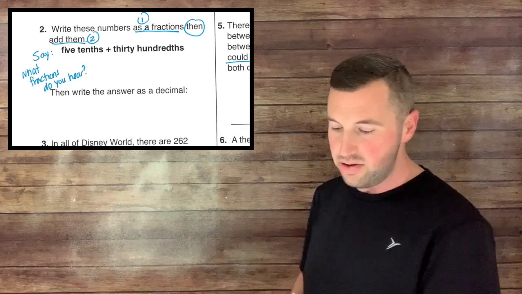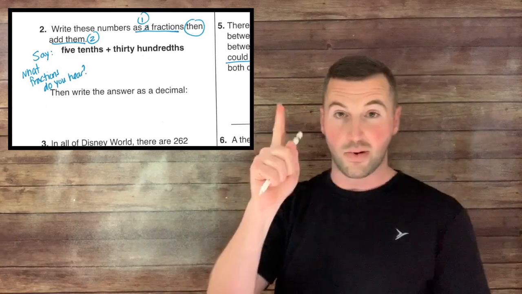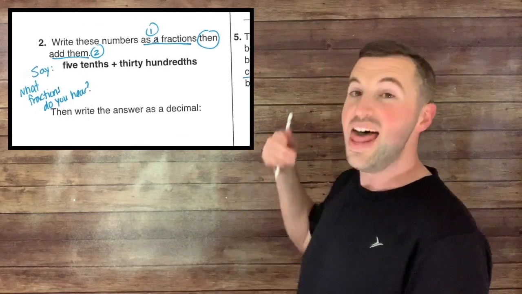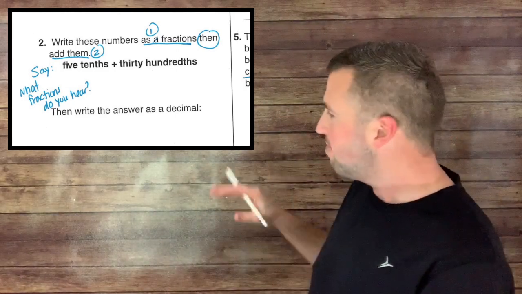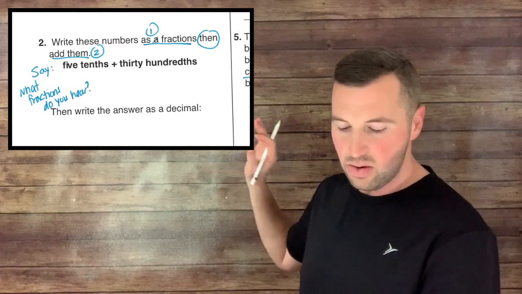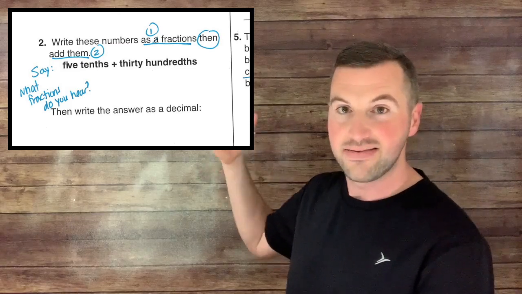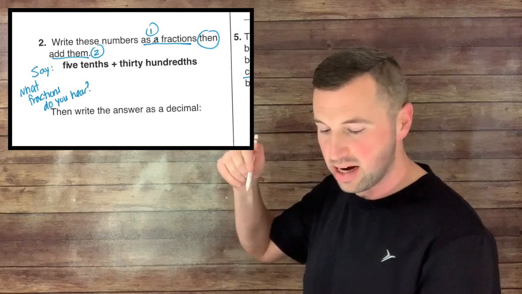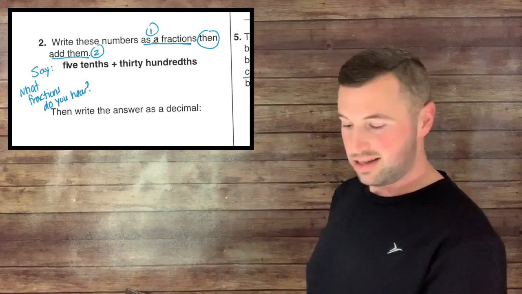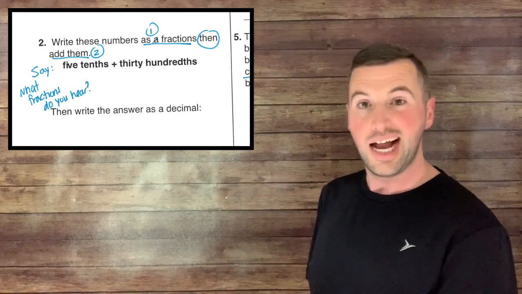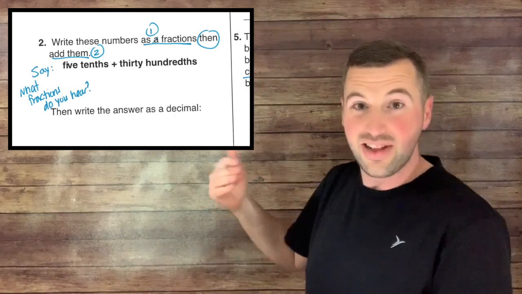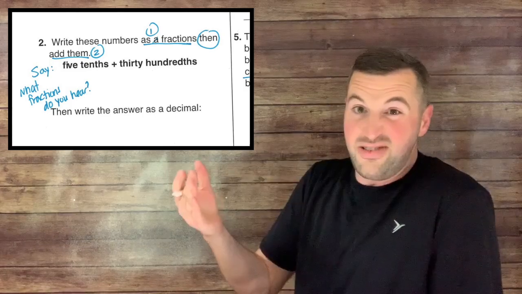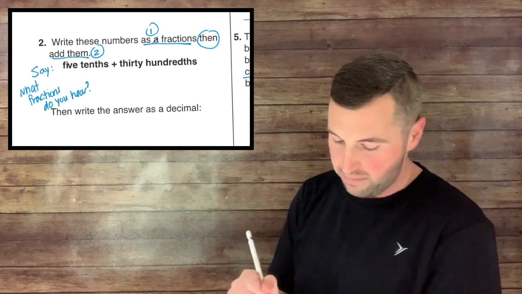All right, number 2, write these numbers as fractions, then add them, so 2 steps. Notice that I put on here, say what fractions you actually, like say the fractions and listen to what you hear. 5/10 and 30/100. 5/10, 30/100. You're literally going to write what you said. That's how you change word form to standard form in fractions.